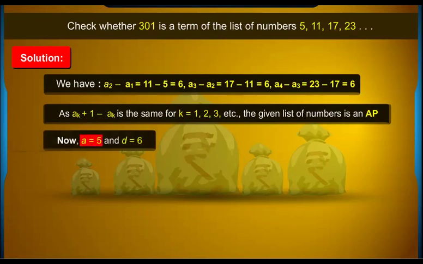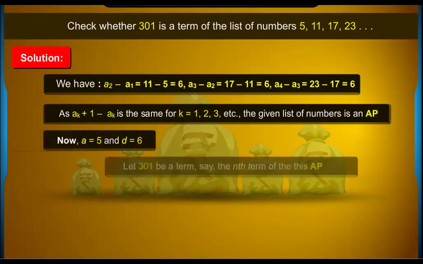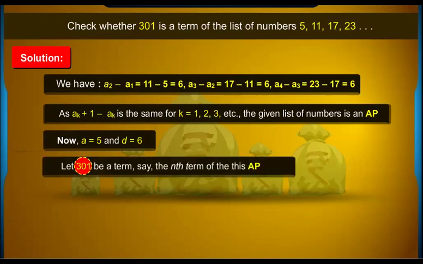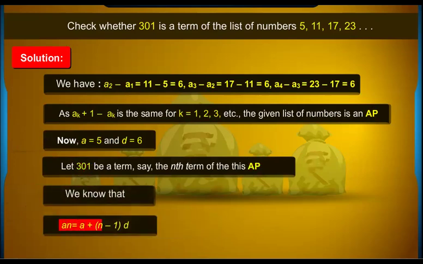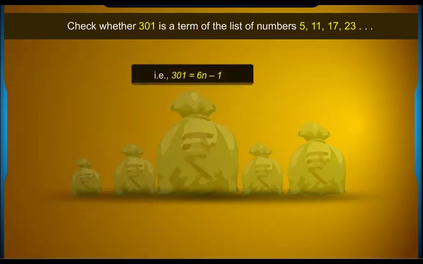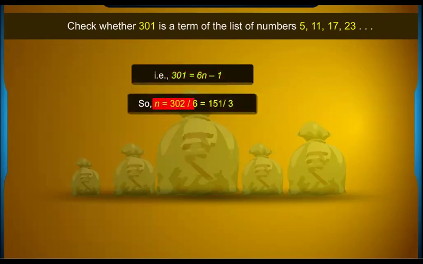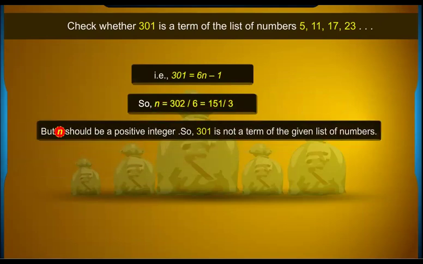Now, a = 5 and d = 6. Let 301 be a term, say the nth term of this AP. We know that an = a + (n - 1)d. So 301 = 5 + (n - 1)6. That is, 301 = 6n - 1. So n = 302/6 = 151/3. But n should be a positive integer. So 301 is not a term of the given list of numbers.